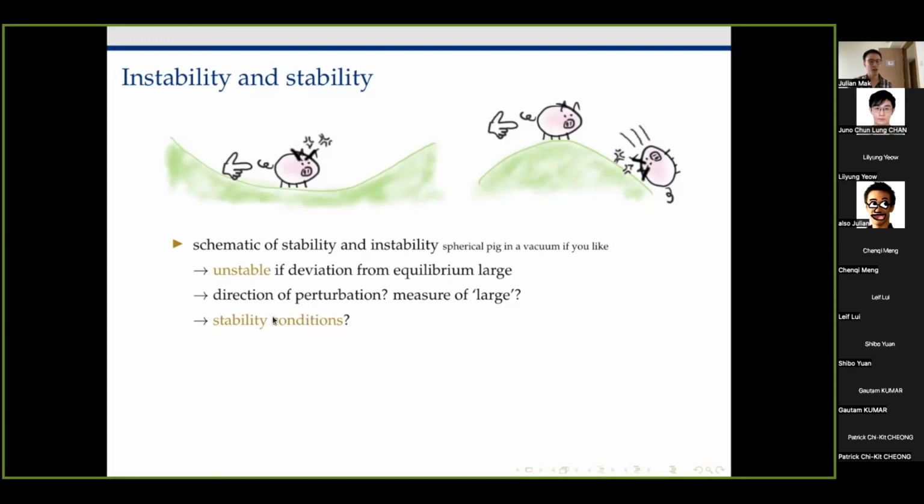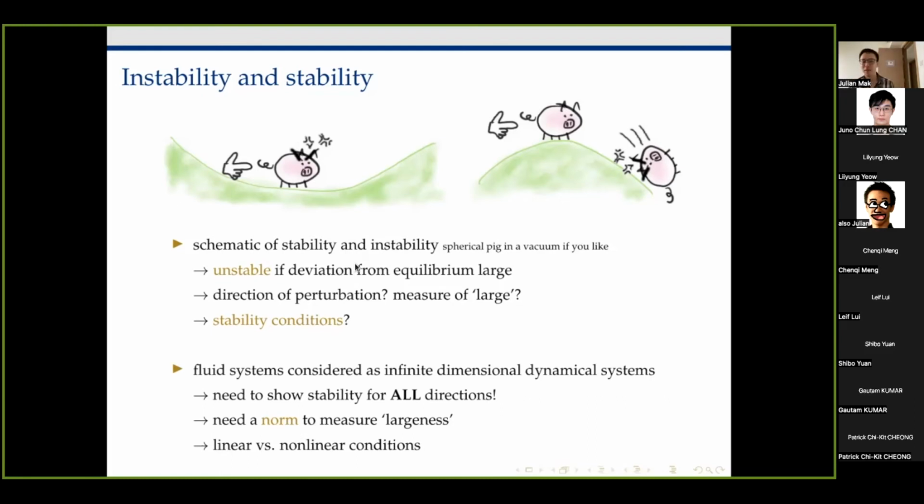One of the questions we're interested in here is how do you derive these stability conditions? In the fluid case, it's actually exacerbated by the fact that fluid systems you really regard as an infinite dimensional system.